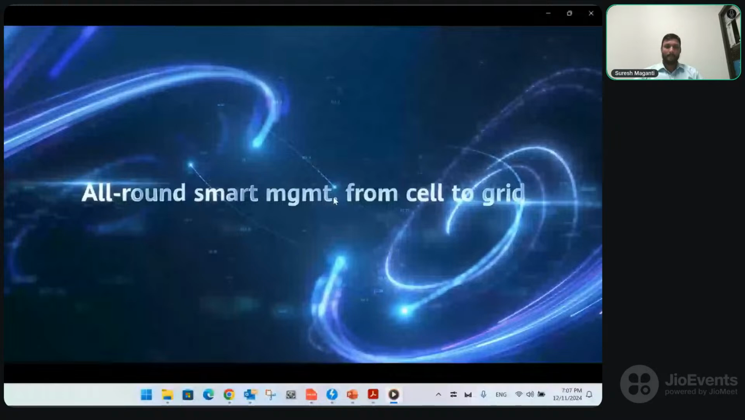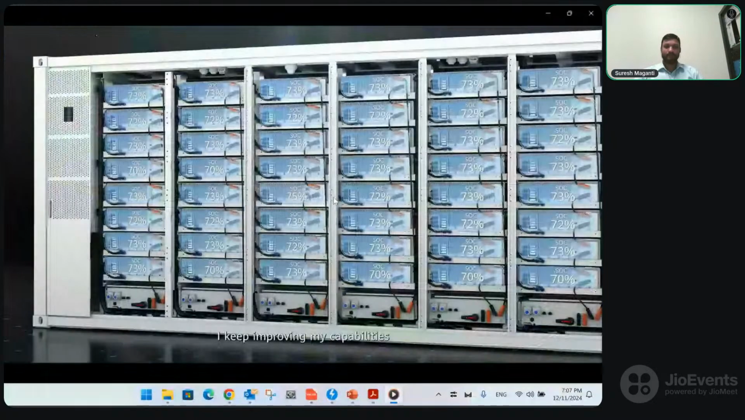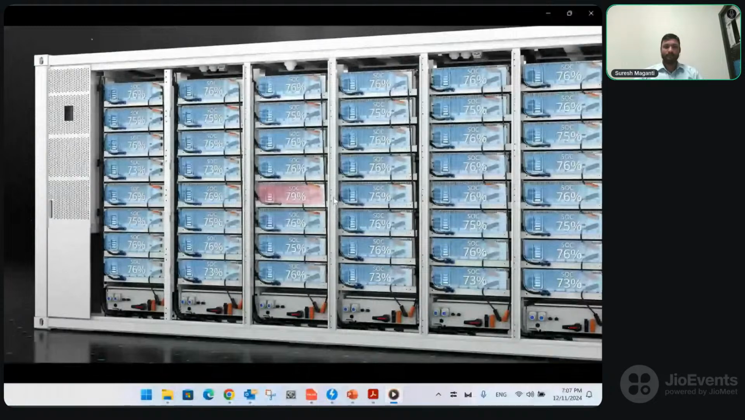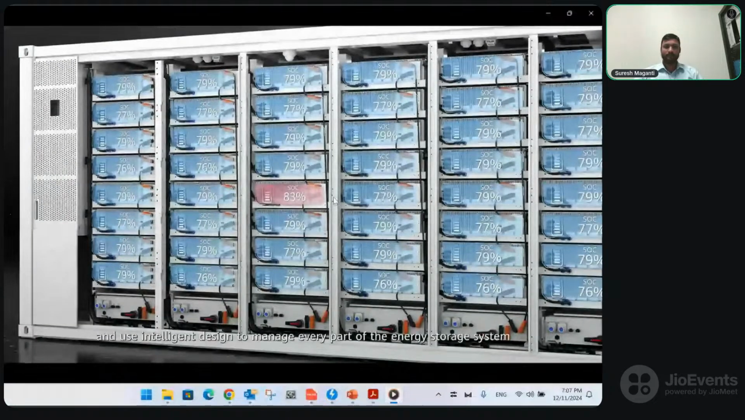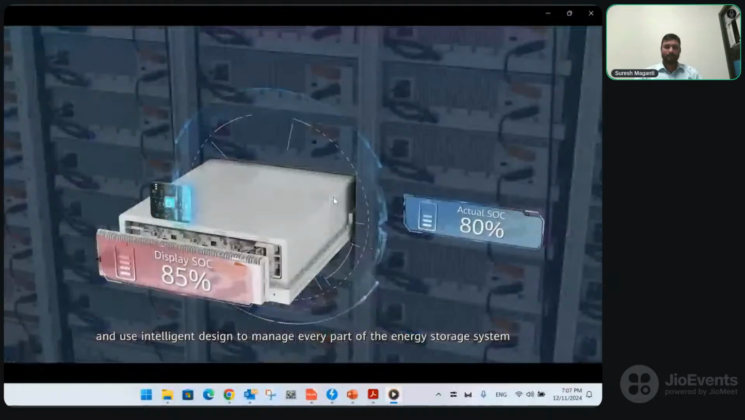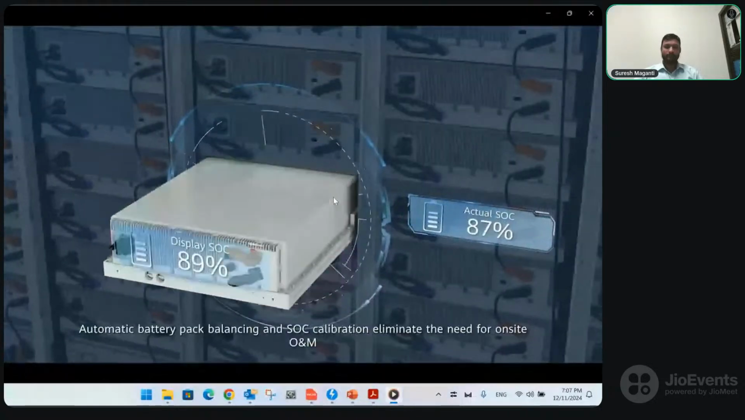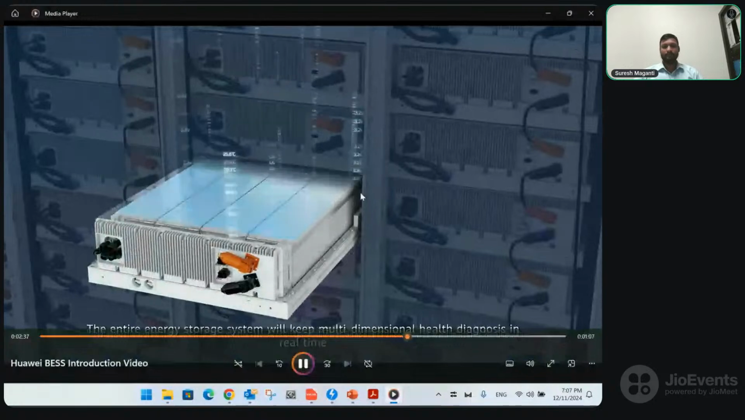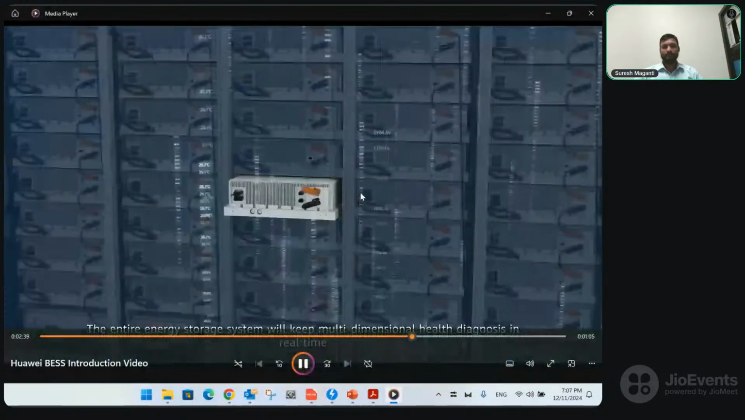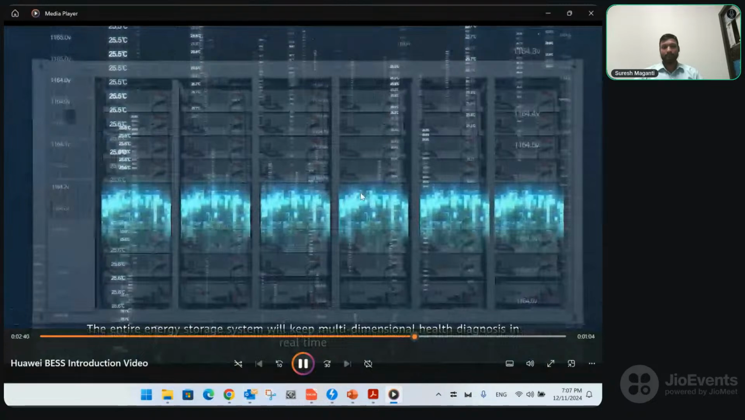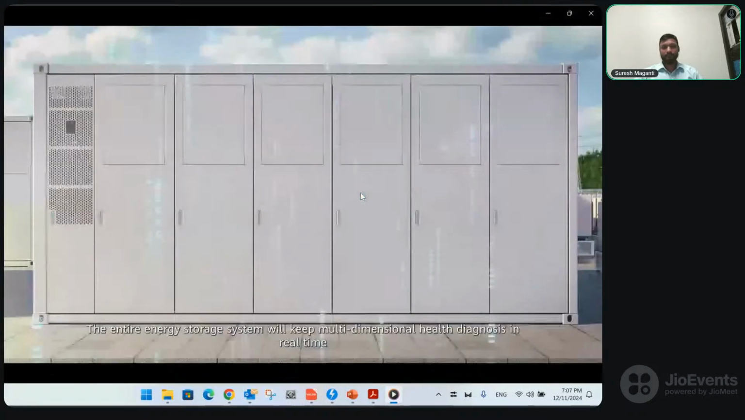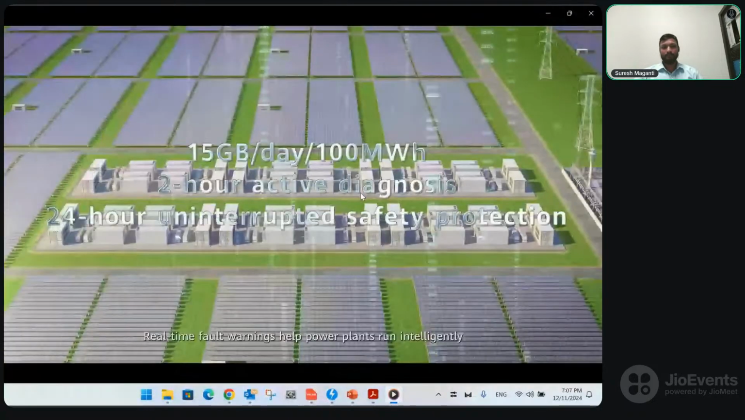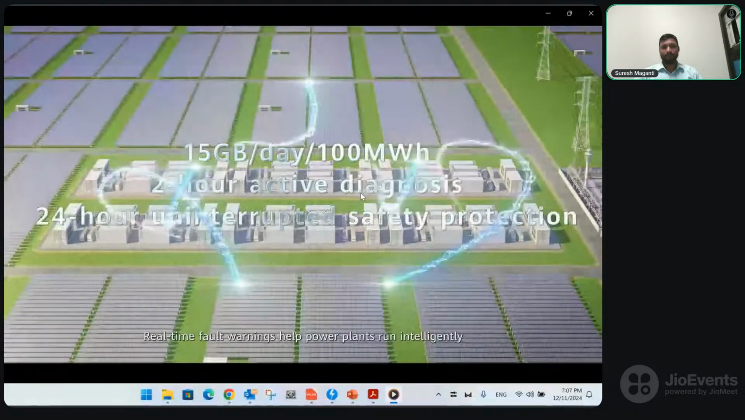I keep improving my capabilities and use intelligent design to manage every part of the energy storage system. Automatic battery pack balancing and SOC calibration eliminate the need for on-site O&M. The entire energy storage system will keep multi-dimensional health diagnosis in real time. Real-time fault warnings help power plants run intelligently.